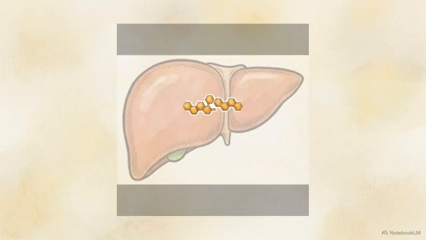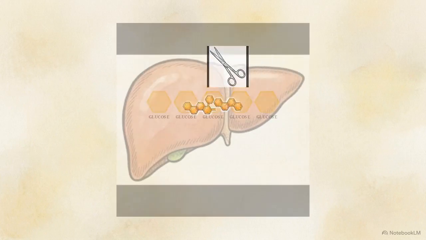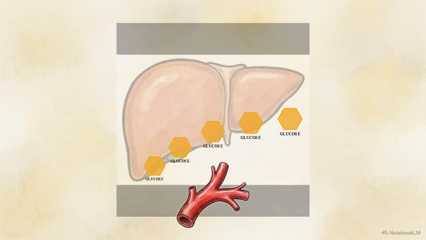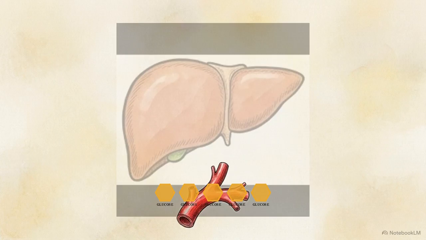Moving down to the liver, a critical metabolic shift occurs. Enzymes snip apart long storage chains of glycogen, breaking them down into active single molecules of glucose. This glucose floods the blood, providing an immediate energy source for your muscles.